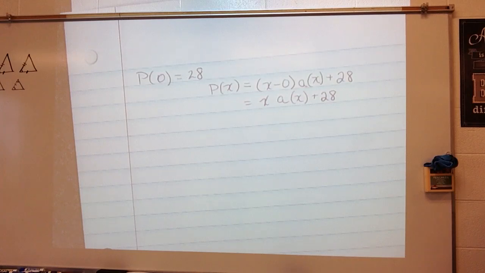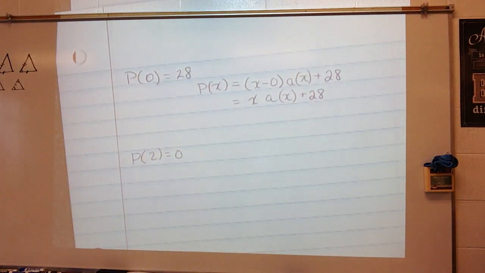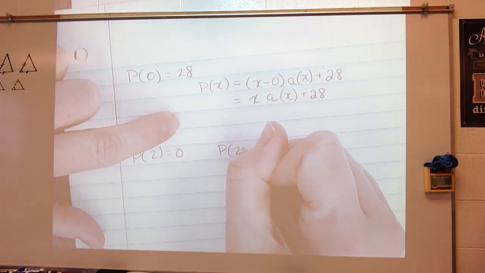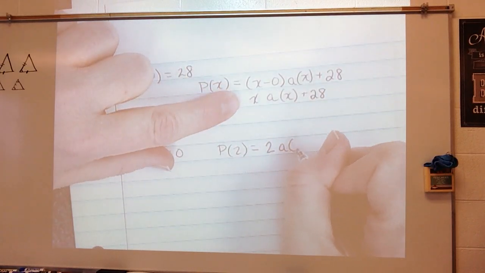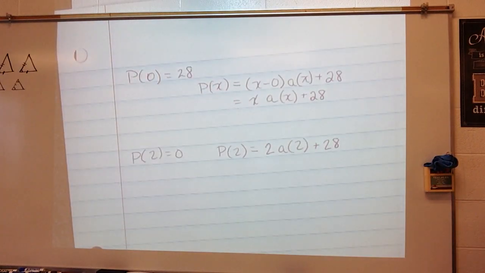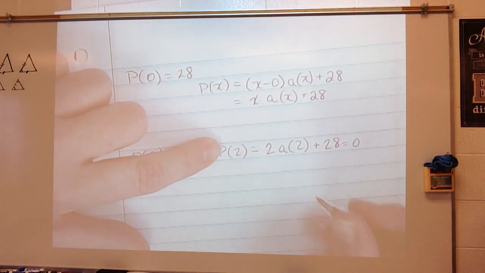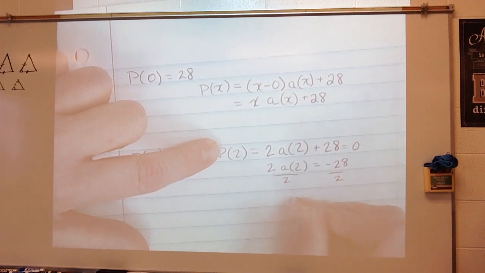Now let's use our second data point, when p of 2 is equal to 0. Now we're going to plug that in. So p of 2 is equal to 2 times a of 2 plus 28. I'm going to set that equal to 0. That gives me 2 times a of 2 is equal to negative 28. Divide by 2, and I get a of 2 is equal to negative 14.